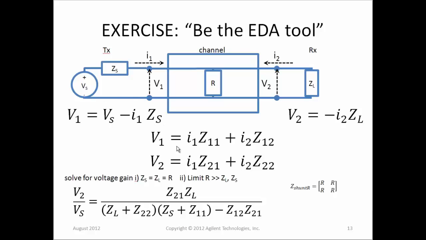So we can plug these four equations in and try it with a shunt R Z parameters, which was these four elements we calculated previously. And you might want to plug in some limits, solve for voltage gain when the output impedance is equal to the load impedance is equal to R, for example, or in the limit of R being much greater than ZL and ZS. Plug it into these equations and just explore a little bit what an EDA tool is doing when it's receiving a component like this into an end-to-end simulation and solving for something like voltage gain.